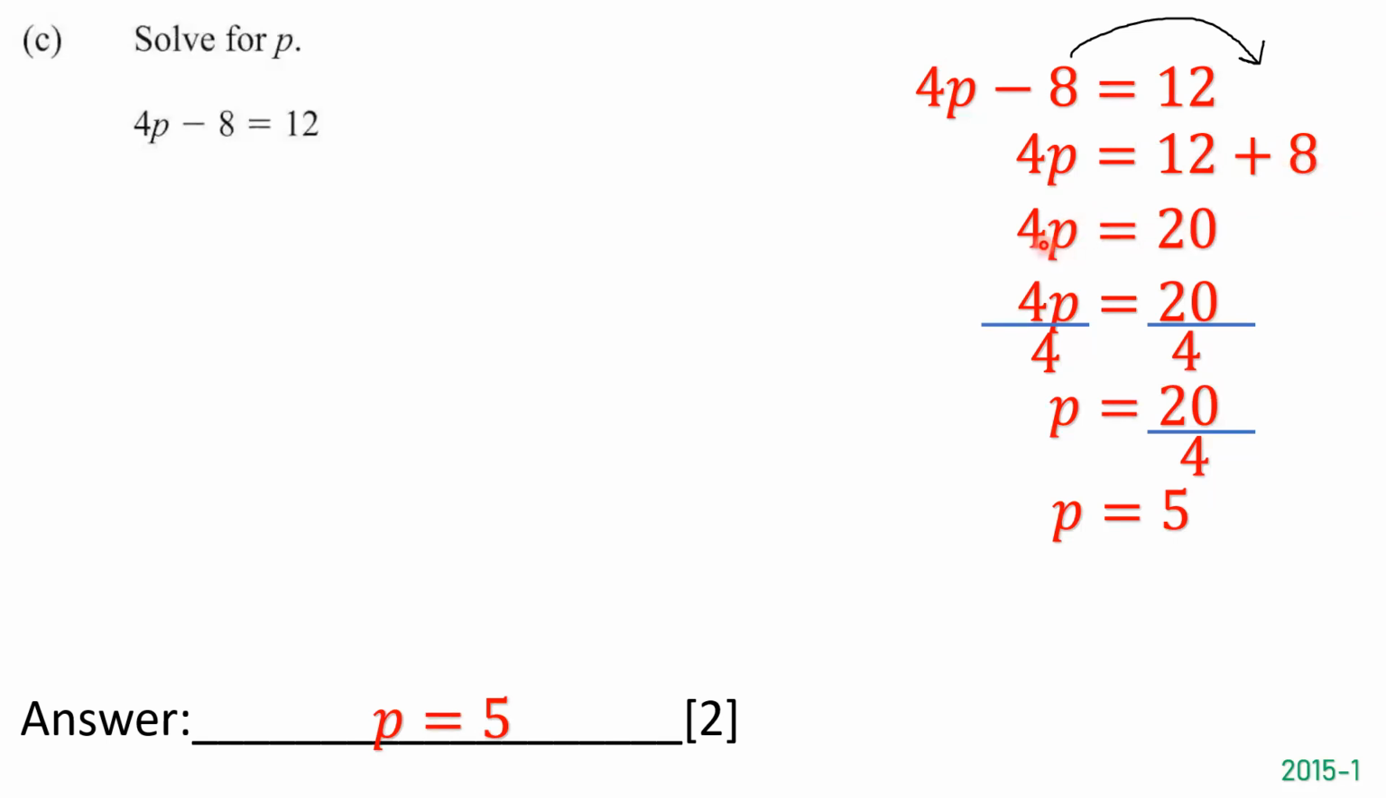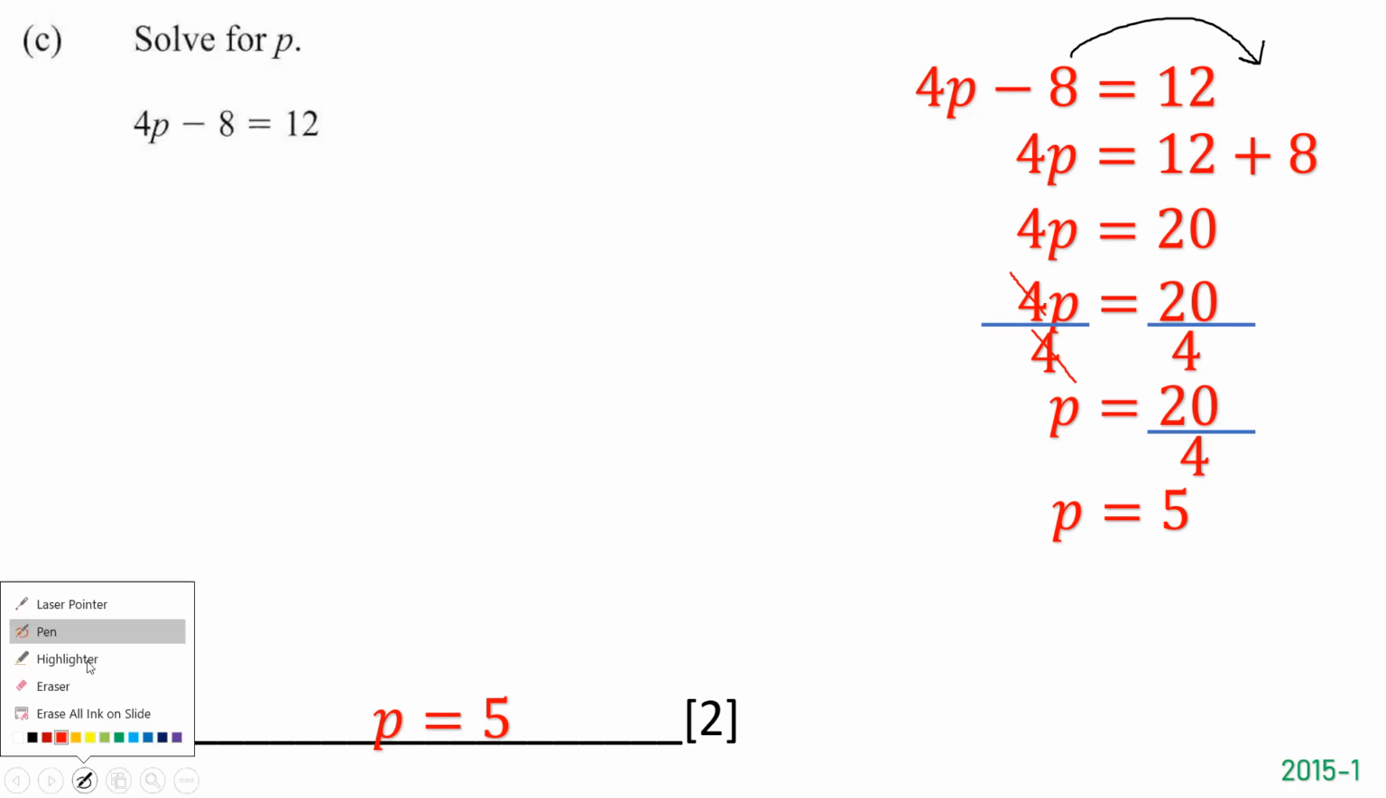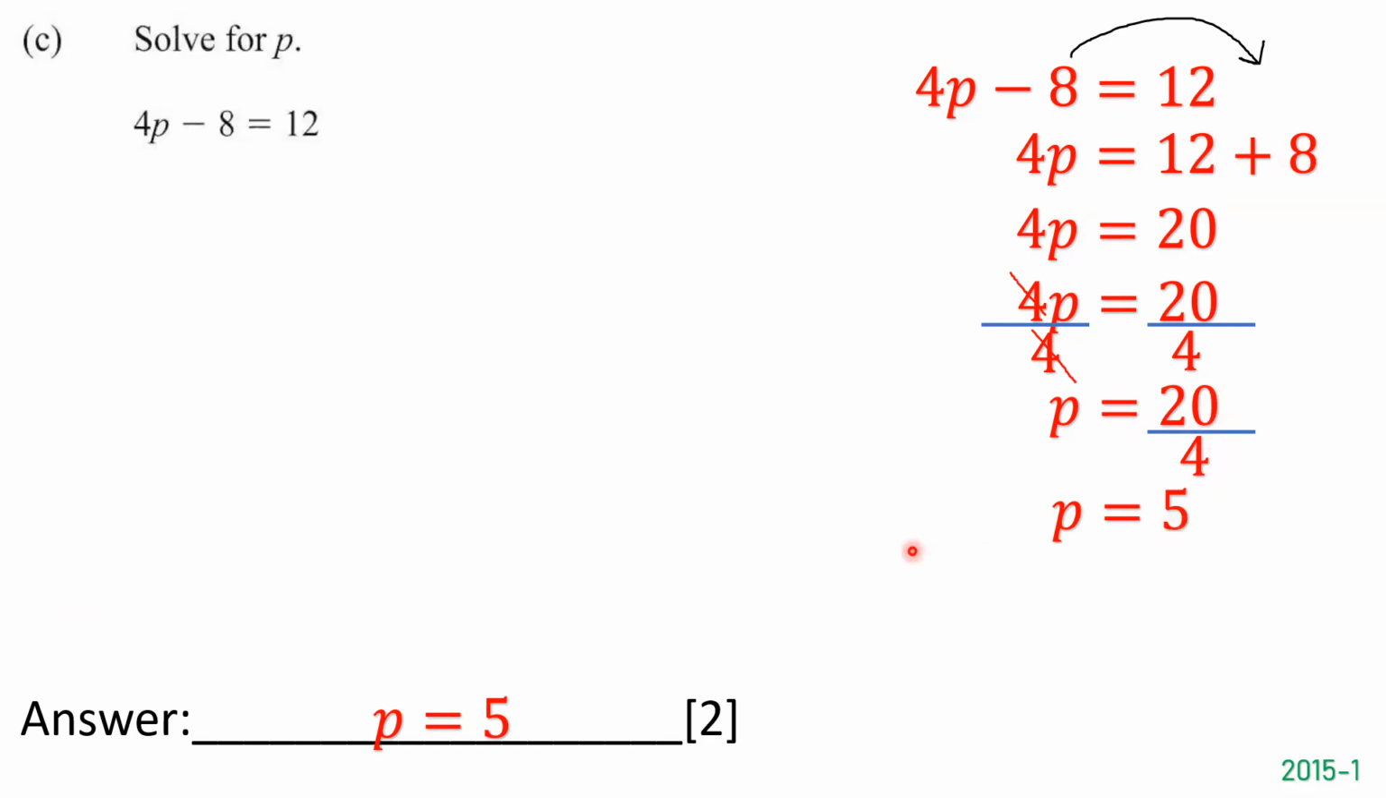Now, what do we do? Well, at this point, we're going to divide both sides by 4. And so we have 4p divided by 4, and we have 20 divided by 4. Now, when we divide 4p by 4, notice that we can cancel out these two 4s, and we are just left with p. And so we have p equals 20 divided by 4. And what is 20 divided by 4? Well, 20 divided by 4 is simply 5 because 4 times 5 is 20. And so our answer here is p equals 5. Let's move on to the next question.